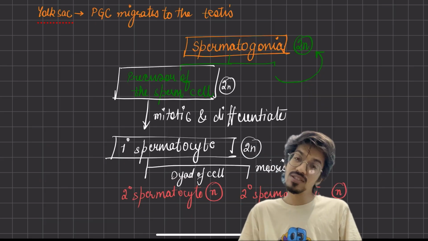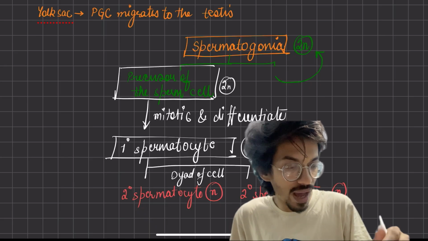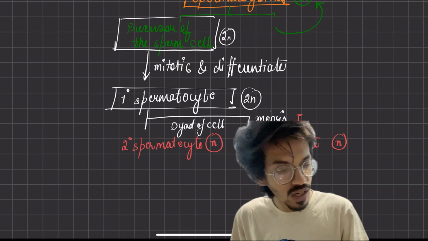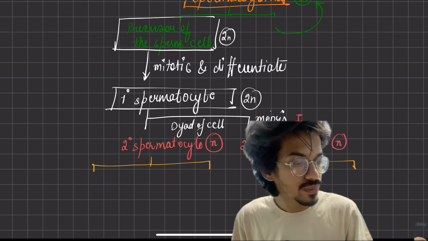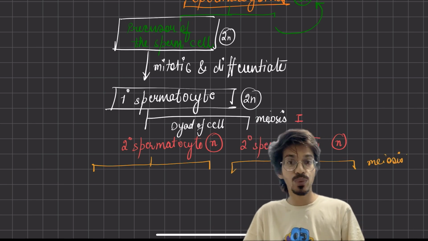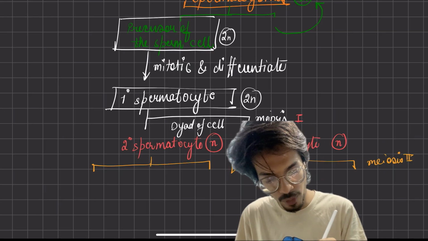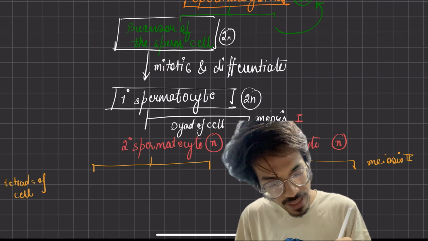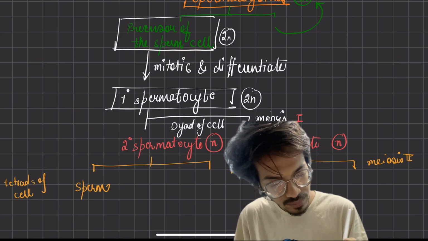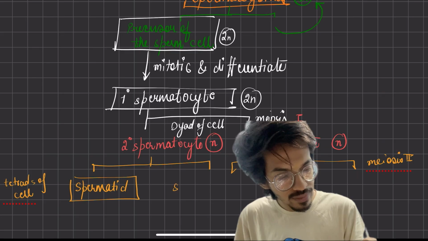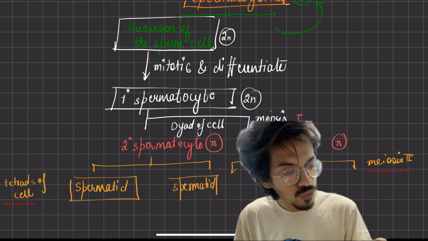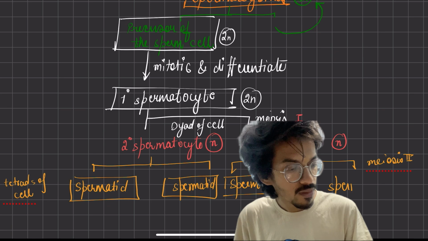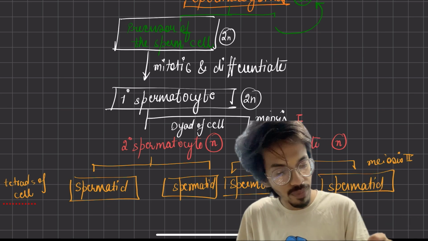Since this was meiosis 1, the cells will now undergo the second meiosis. Both of these cells will undergo meiosis 2, and now tetrads of cells are formed. So each primary spermatocyte will make spermatids. In total there will be formation of 4 spermatid cells. All these spermatids are haploid in structure.